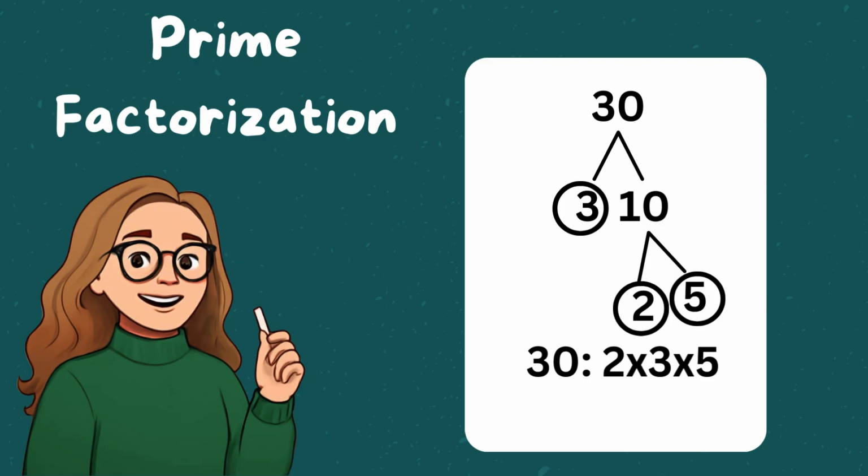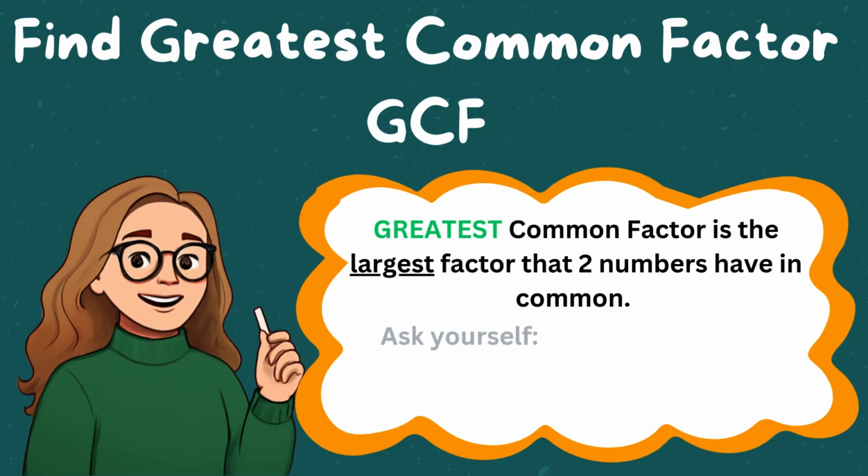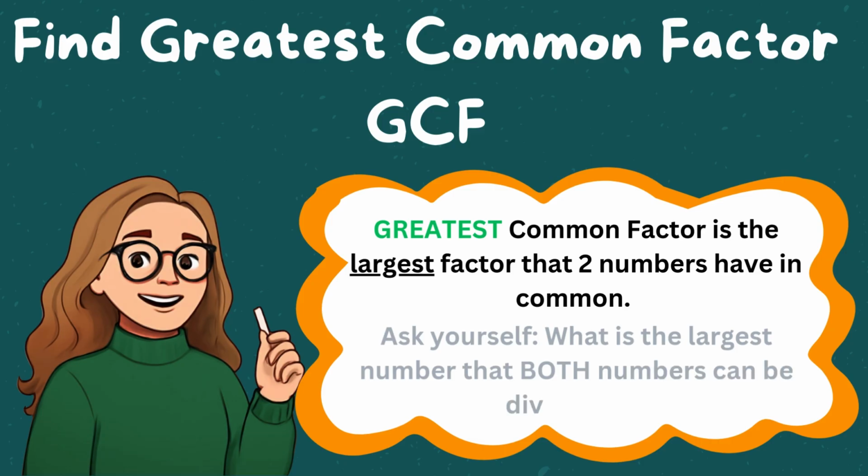Great job. We're going to move from prime factorization to finding the greatest common factor. So the greatest common factor is the largest number that 2 numbers have in common, 2 or more numbers. So we are looking for the greatest factor that 2 numbers share. We could also ask ourselves, what's the largest number that both of these numbers can be divided by? So let's look at an example.